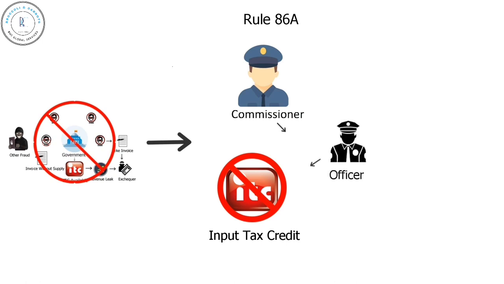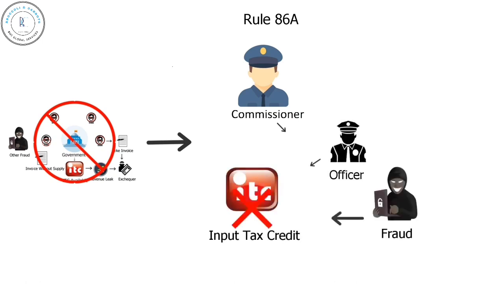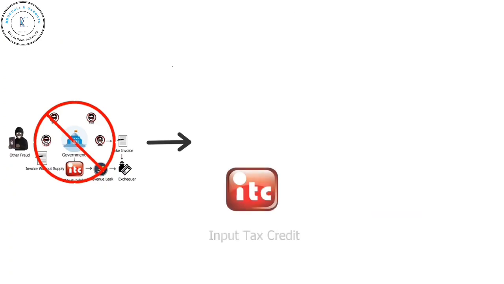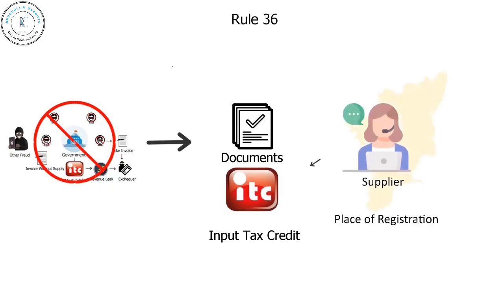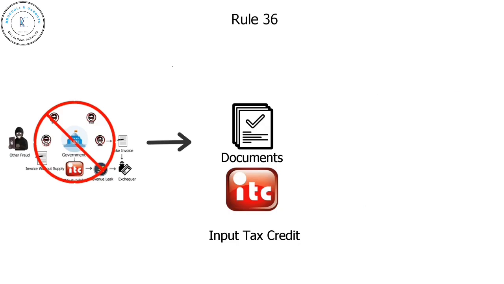Where the officer has reason to believe that credit has been fraudulently availed or is ineligible to avail credit. Where credit has been availed on the basis of documents prescribed in Rule 36 of the CGST Rules, such as invoice, debit notes, bill of entry, by a registered person. Where the supplier of credit has been found to be non-existent or not to be conducting business from his place of registration.